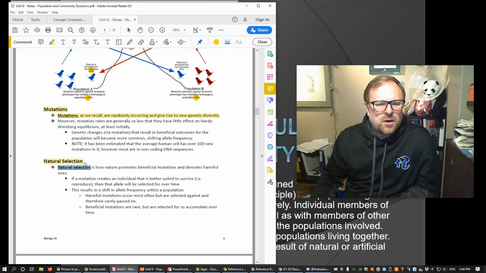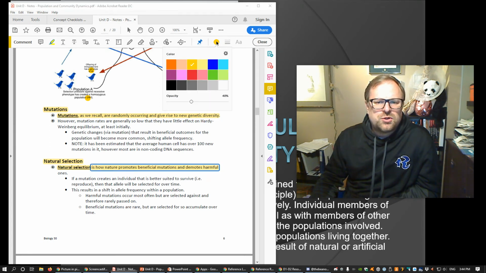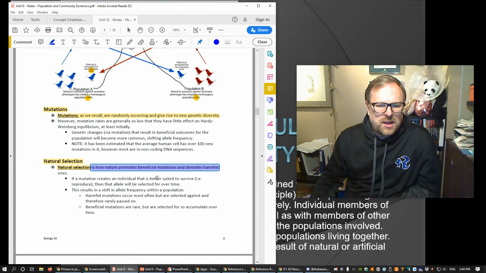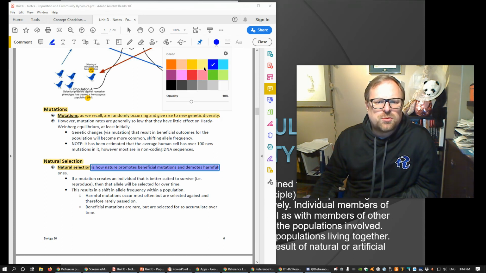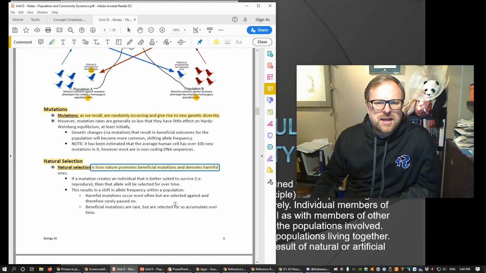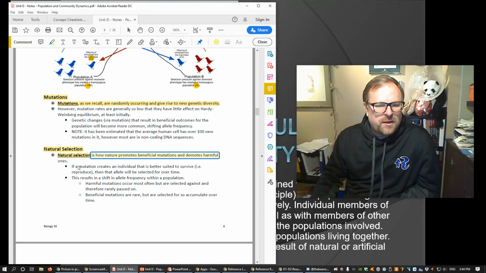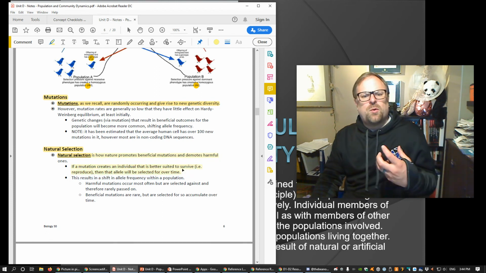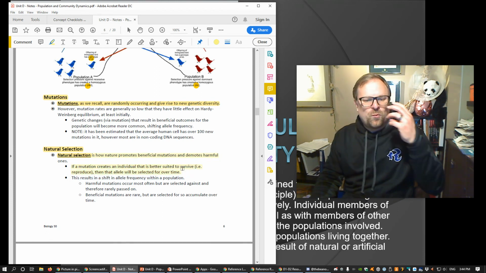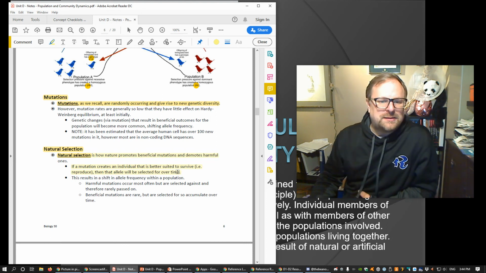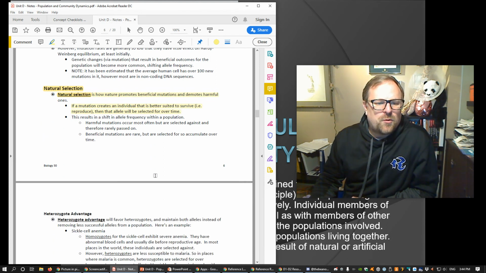Natural selection we talked about in Bio 20. This is how nature promotes things that are beneficial. The key word here is beneficial to the population. Okay, so it's how nature promotes something that is good that is happening in the population. So beneficial mutations. If it creates a mutation that is making an individual better able to survive, then we're going to see more of that gene or that allele in the population over time.